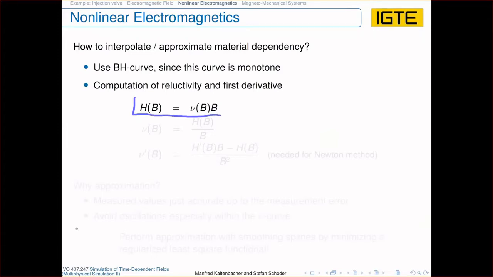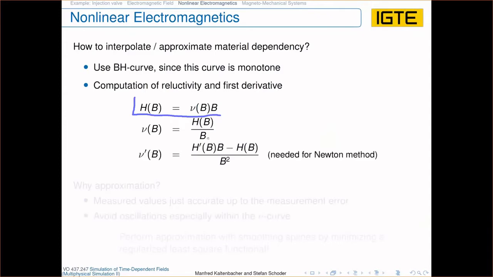Okay, so now we know the reluctivity is just H as a function of B divided by B, and taking the derivative with respect to B, which we write as nu prime, we have in the denominator B squared, and in the numerator the derivative of H times B minus H times the derivative of the denominator, which is B, so it just remains H as a function of B. And this is important because for a Newton method we also need the derivative of the reluctivity, as we will see soon.